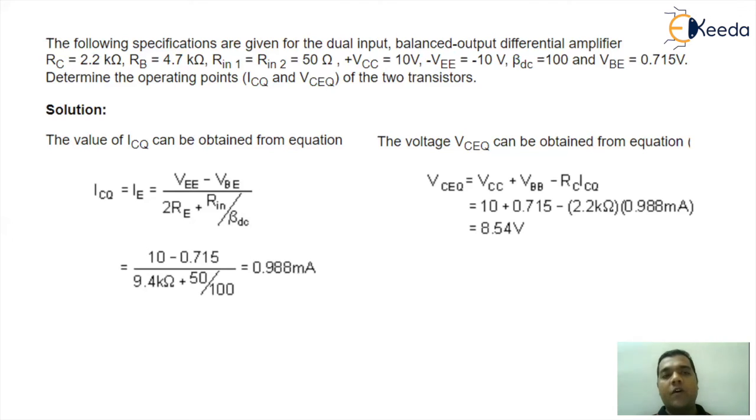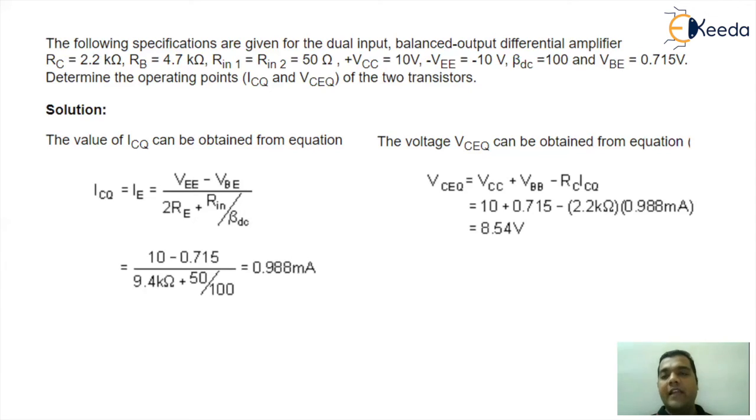Now when I go for the KVL equation of the input, I can easily get the value of the collector current, which is equal to the emitter current. It is VEE minus VBE divided by twice RE plus Rin by beta DC. The value of RE is 4.7 kilo ohm, Rin is 50 ohm, beta is 100, VEE is your 10 volt supply, and VBE is 0.715. Solving this, you get the value of ICQ or IEQ as 0.9 milliampere.